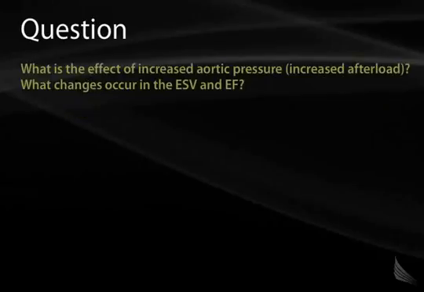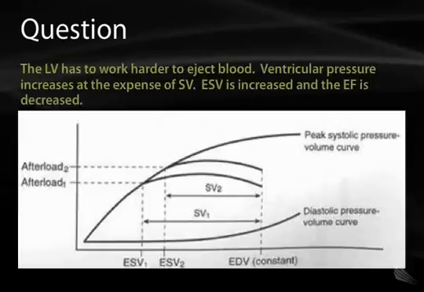What is the effect of increased aortic pressure, also known as increased afterload? What changes occur in the end systolic volume and the ejection fraction? A higher afterload, or afterload 2, causes the end systolic volume to increase from point 1 to point 2. With a constant end diastolic volume, this causes a decrease in the ejection fraction and a decrease in stroke volume. In general, an increase in aortic blood pressure, or afterload, causes a decrease in cardiac output.